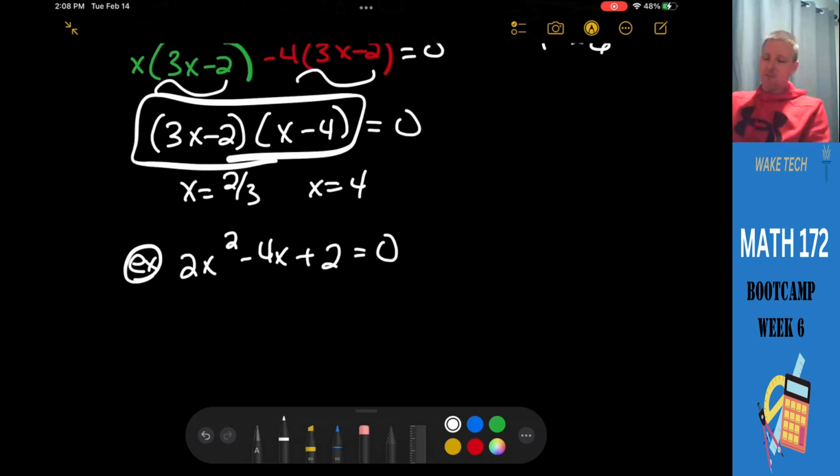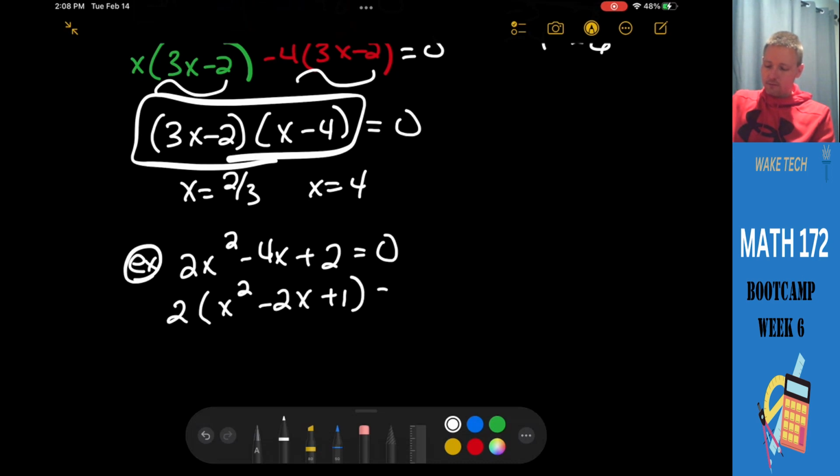This one's kind of a trick question. Not intended to trick you, but just to point something out. So if you notice there's a common factor of 2, and if you remove that common factor at this point, the leading coefficient is 1, so we can actually factor this using the approach from earlier. The 2 has to come down. We can't get rid of that.